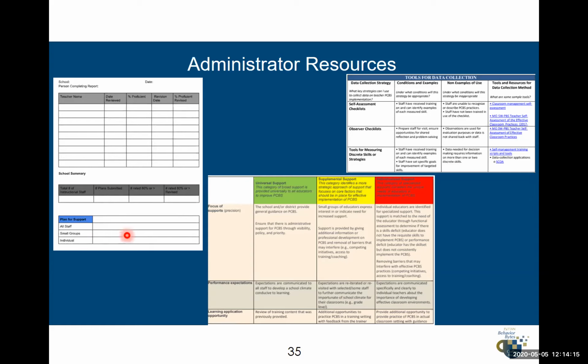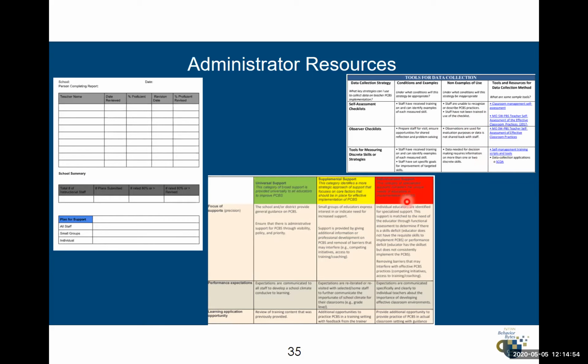Is it a small number of teachers where we might want to group them in PLCs or think about grade levels or departments for support? Or do we need more intensified individual supports? This is just an example of possible data tools for collection, and these are actual links. These are links to classroom management self-assessments that are available, to possible walkthrough tools, etc., that can be utilized to help gather systemic data for collection and individual data for review.